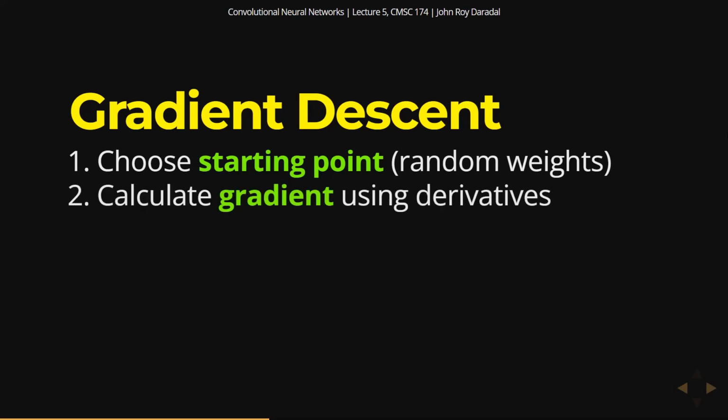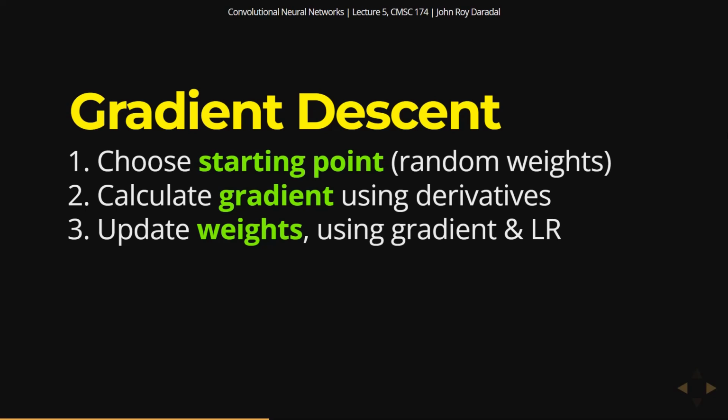Next, you will calculate the gradient using the derivatives. The gradient is the slope or the direction. So which way should I go? Should I increase the weights? Should I decrease the weights? And so on. So calculate the gradient using the derivative of the loss function with respect to the weights. Then after finding the gradient, we will update the weights using the gradient and the learning rate. The gradient only determines the direction; the learning rate will scale that amount.